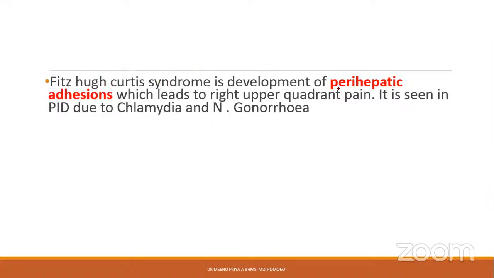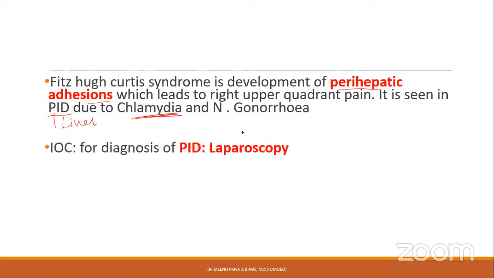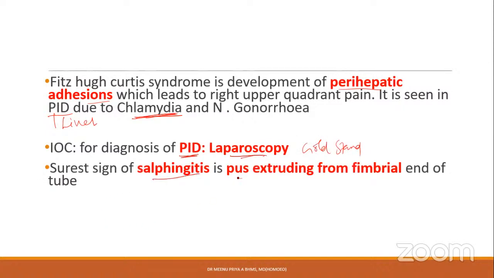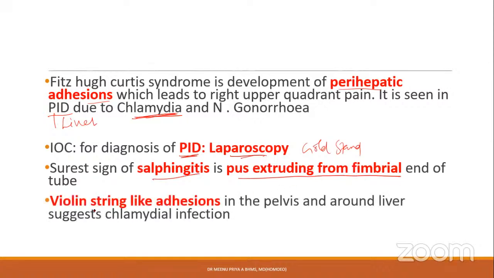Fitz-Hugh-Curtis syndrome, again, hepatic adhesion. So involvement of PID plus liver, and it is usually chlamydia. Investigation of choice for PID diagnosis is laparoscopy. Again, this is the gold standard. And then the surest sign of salpingitis is pus extruding from the fimbrial end. Again, repeating: violin string-like adhesions. I told you, if you find this, search for chlamydia.